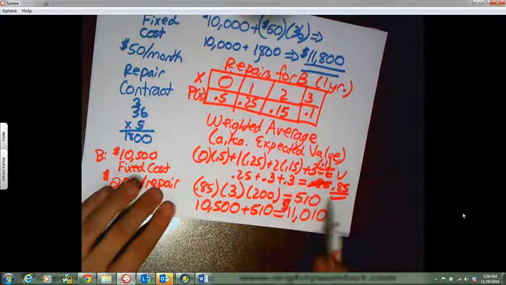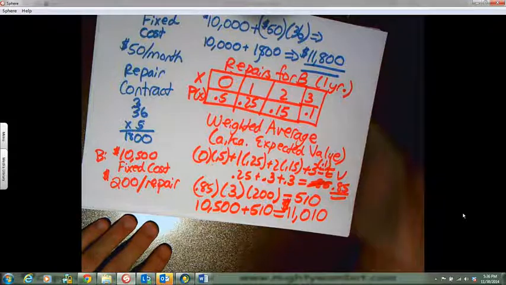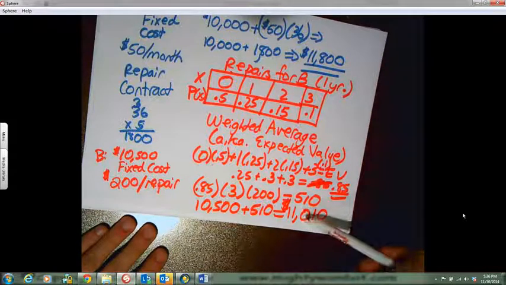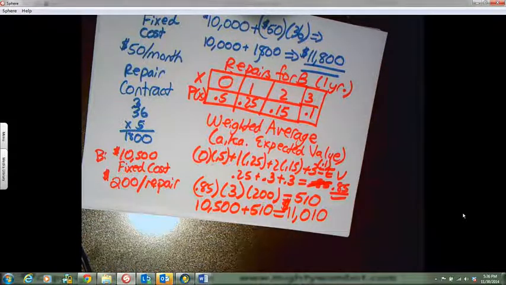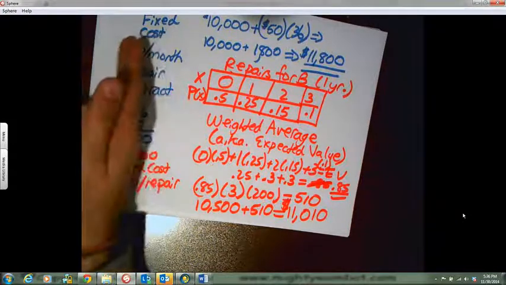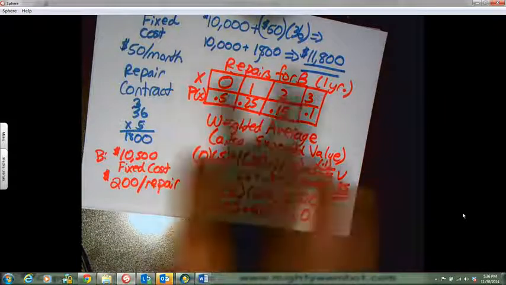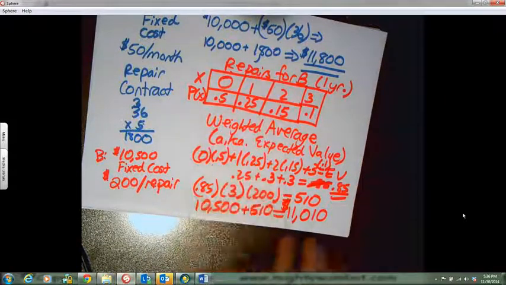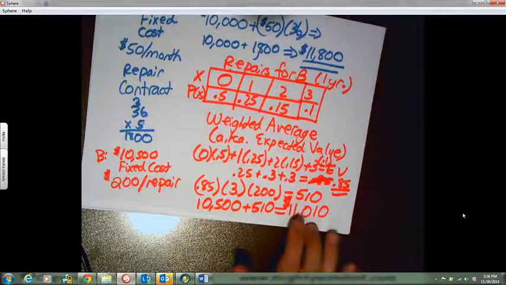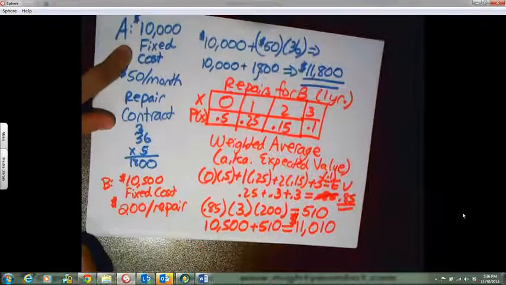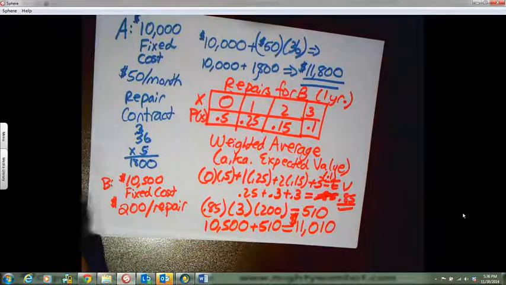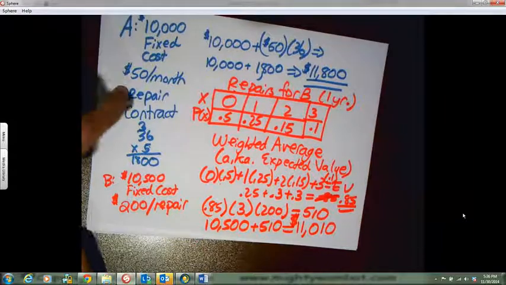Well, B is definitely the better option because B is cheaper than A on average. Again, this is on average. Sometimes buying A might be better, but on average, B would be the recommendation to make because it has a lower total cost. A, yes, has a smaller fixed cost, but we don't have to just pay the fixed cost. We got to pay this plus the repairs contract. As such, B is the better option.